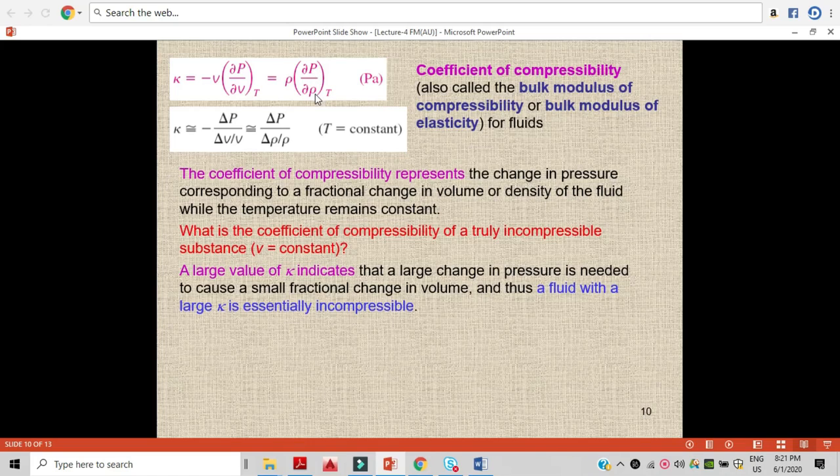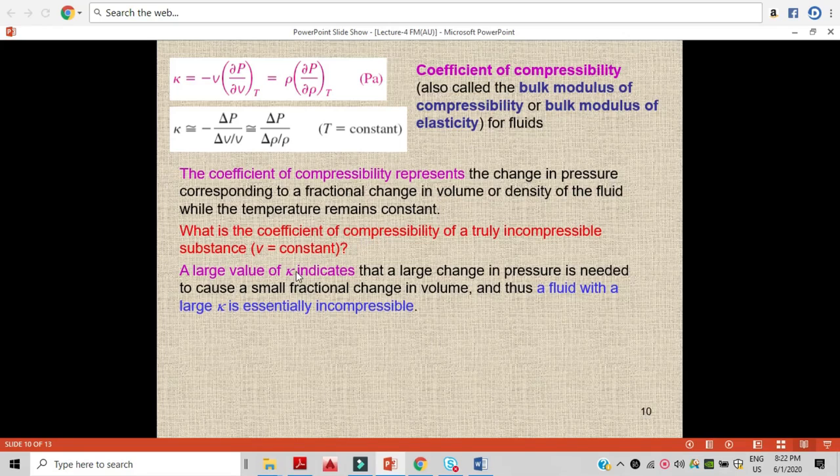The change in density will also increase. That's why it's a positive sign. So what is the coefficient of compressibility of a truly incompressible substance? If a substance is incompressible, what would be the coefficient of compressibility?